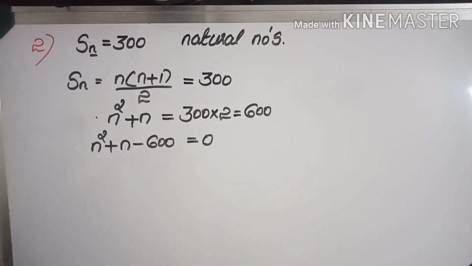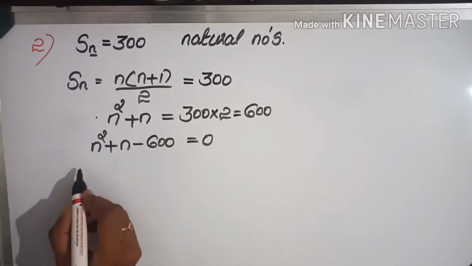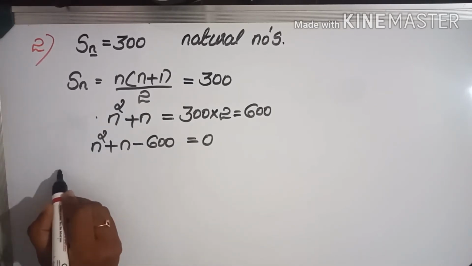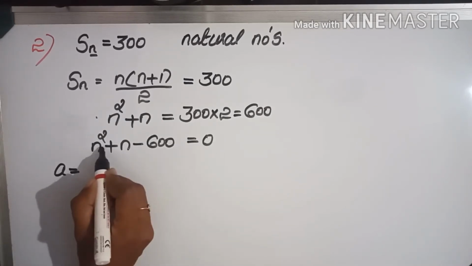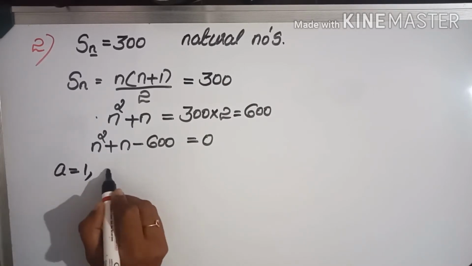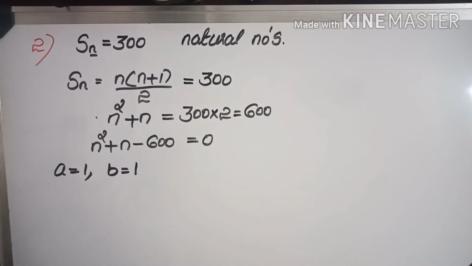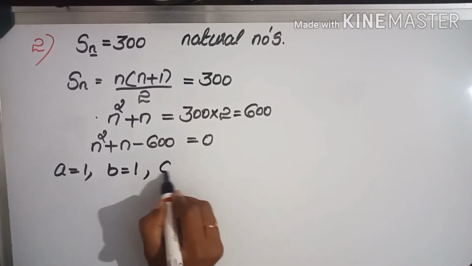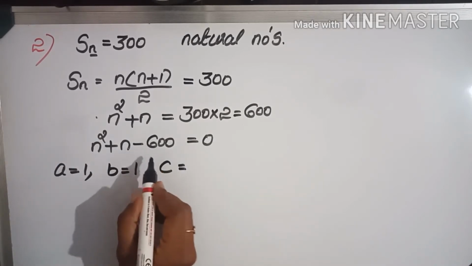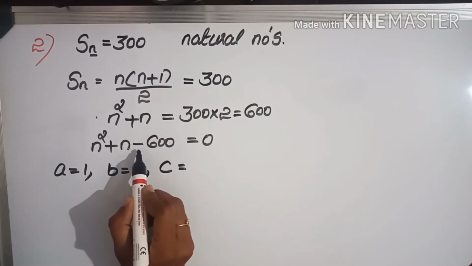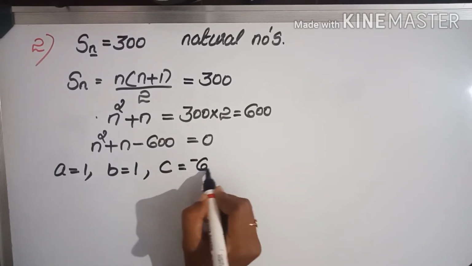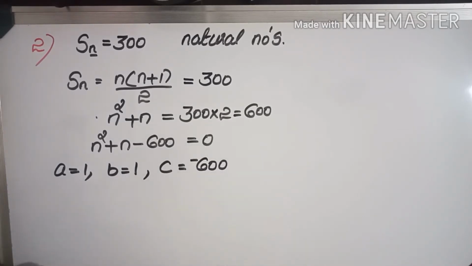So for that, first of all write a, b, c. Here a equal to the coefficient of n square, that is 1. b equal to the coefficient of n. As it is positive, we can directly write it as 1. Now c equal to minus 600. Along with the 600, minus is there, so that also you have to write, that is minus 600.